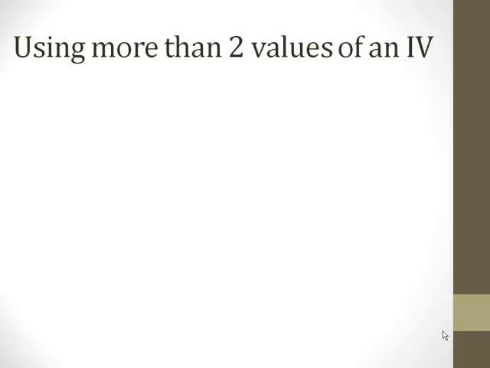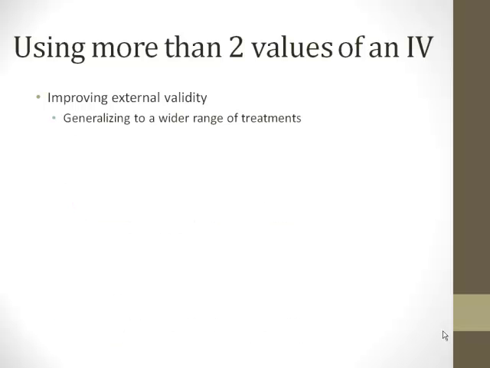So what does it do for us? Why would we want to use more than two values? Why do we want to stray from simplicity? One reason, you can improve your external validity, right? Basically because you can generalize to a wider range of treatments.